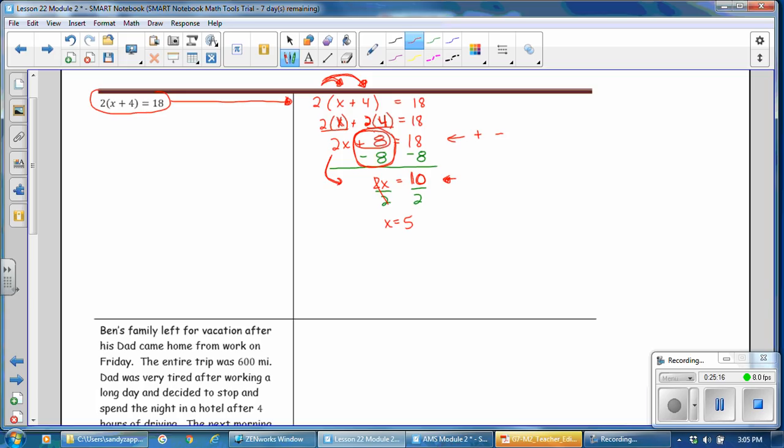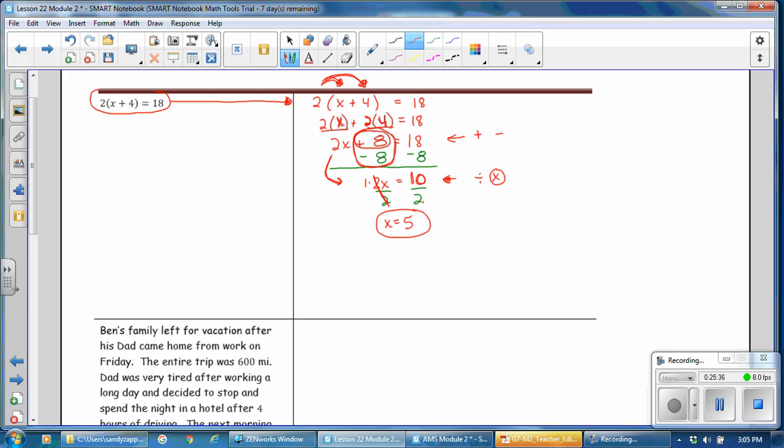We undo any multiplication or division. So we have multiplication, we use the opposite operation, which is to divide. Then when we do this division, 2 divided by 2 equals 1, and 1 times x is x. And 10 divided by 2 is 5, and so the answer is 5.